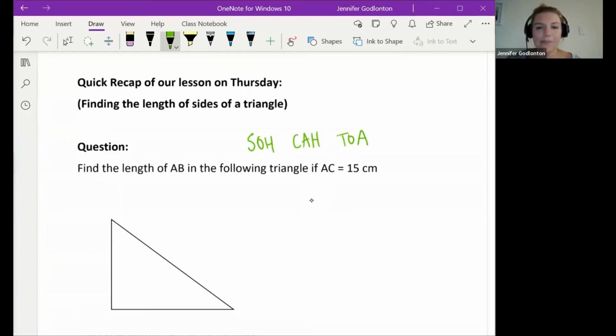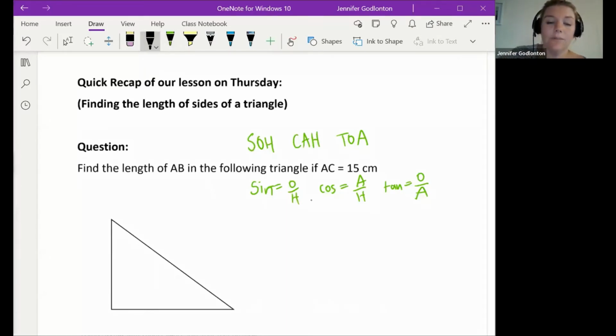So SOH CAH TOA is telling us about sine, cos, and tan, so we're going to write it out like that. Sine is opposite over hypotenuse, cos is adjacent over hypotenuse, and tan is opposite over adjacent. Remember all of these are in relation to where our angle is. I'm going to say that my triangle is ABC, and that is my theta. In the question, they've told us that AC is equal to 15 centimeters, and we are trying to find the length of AB.